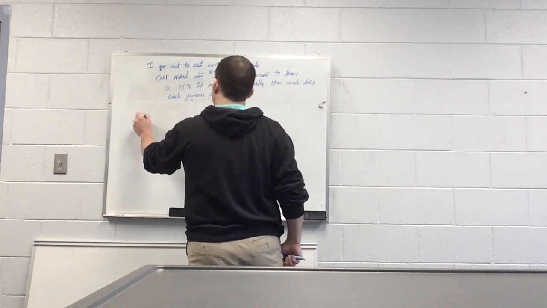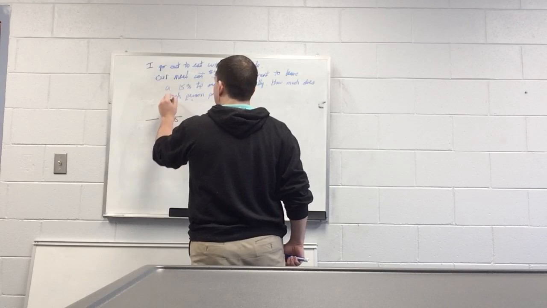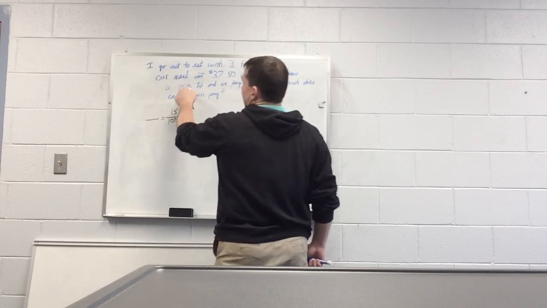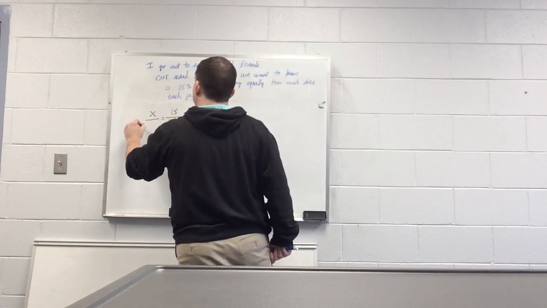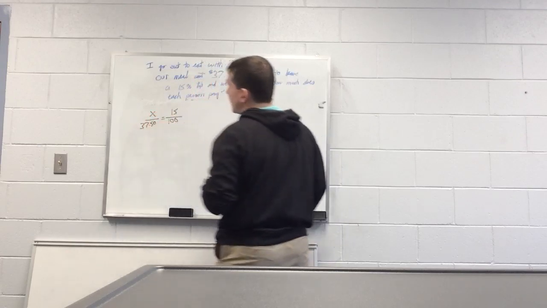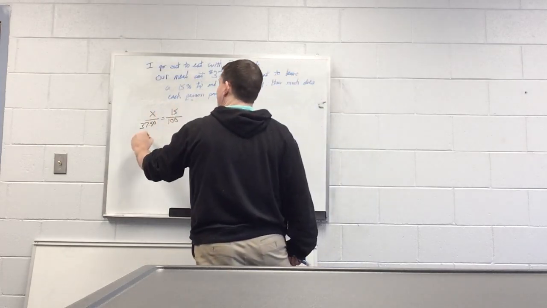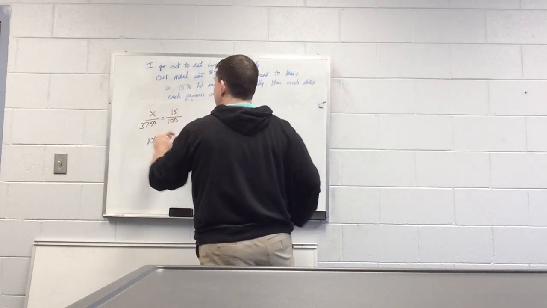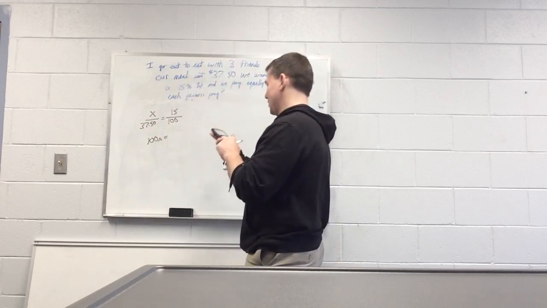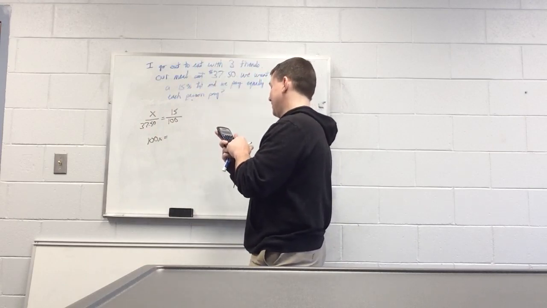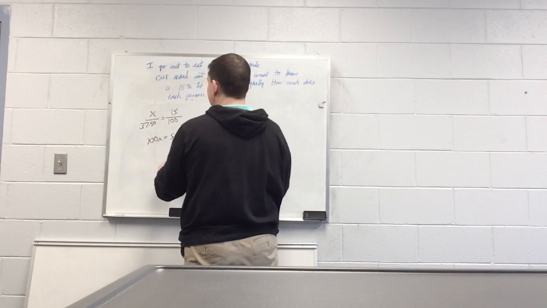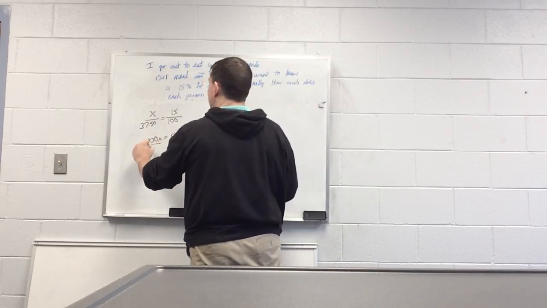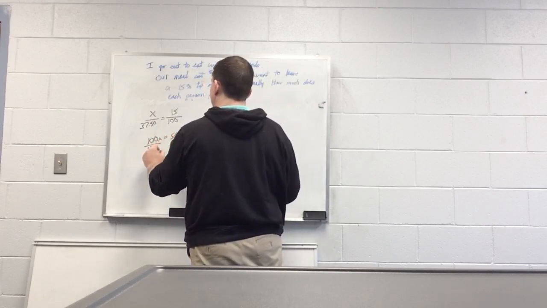Proportion. I set it up. This is always 100. I want 15%. I'm looking for the 15%, so I put an X where the 15 is. $37.50 is the total cost of the meal, so that goes with 100. If I cross multiply, I get 100x equals, button pushing time, $37.50 times 15 equals 562.5. Now we know how to do this. I divide by 100 on both sides.